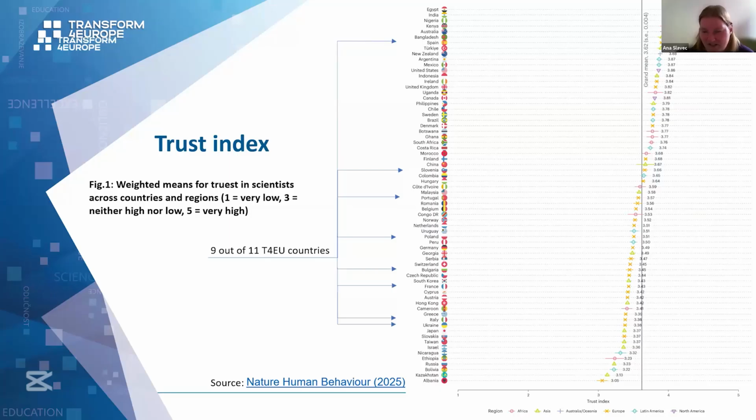But of course, as you notice, the question about trust was asked in a very different way. So it's a different concept. This trust index is multidimensional, and the one in the Eurobarometer study is based on just one question, which is very specific.